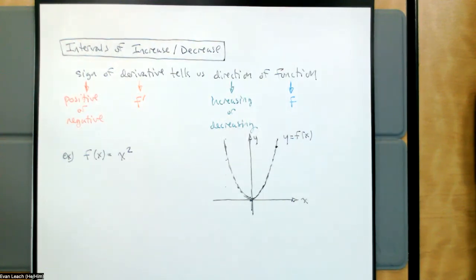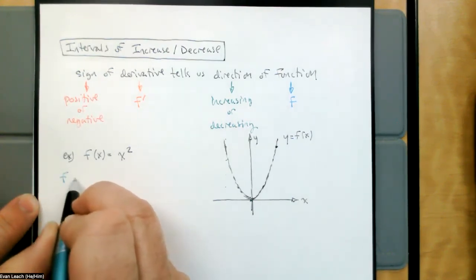So if we think about the easiest function that has more than one direction, f of x equals x squared, we would say that f is decreasing when x is negative, and f is increasing when x is positive. f of x is flat when x equals 0. So that's the direction of our function.